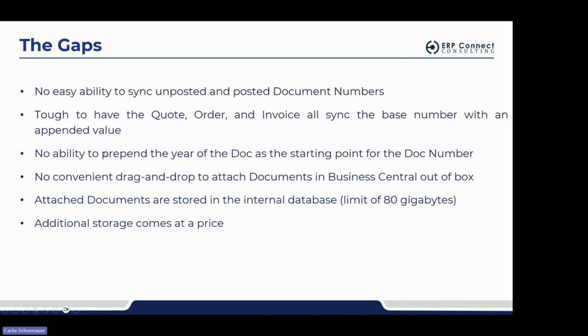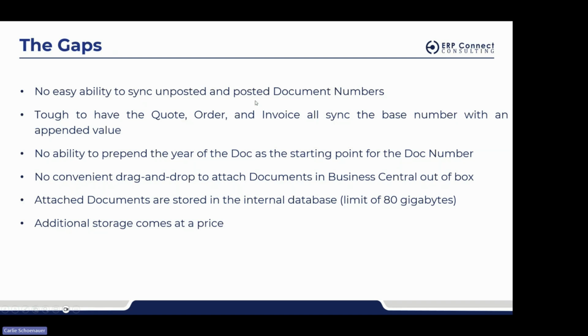So the gaps. Again, we're reviewing two separate extensions, so I'll highlight each of them. With advanced document numbering, right now in Business Central, there's no easy ability to sync unposted and posted document numbers. And it's a very highly requested thing: if I create a sales order and I post it, and I ship an invoice, I want that sales invoice, the posted version, to be the same number as my sales order. A lot of times out of box with Business Central, you'll have a sales order number, you post it, and it uses a completely different number series, which can just cause confusion.